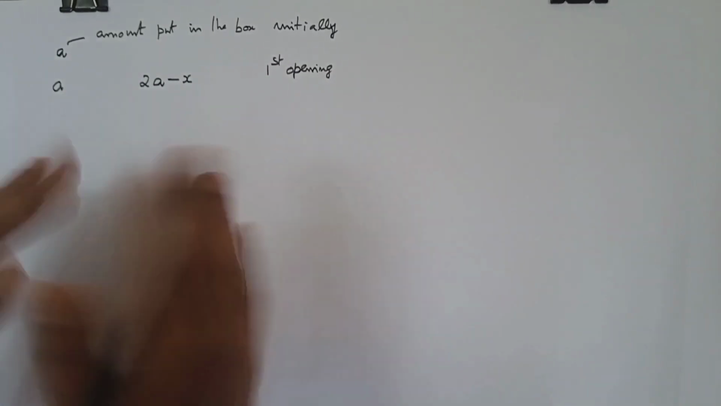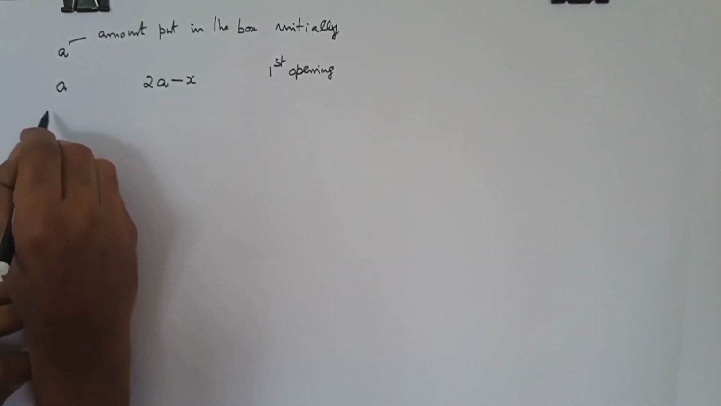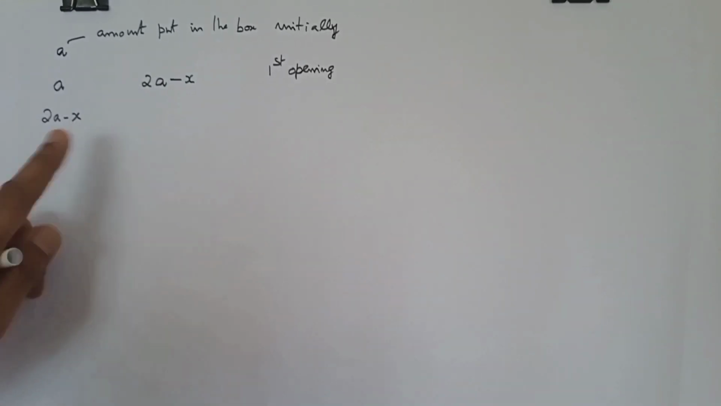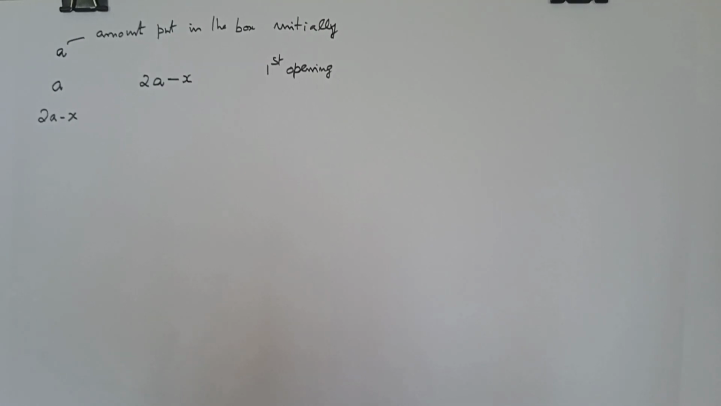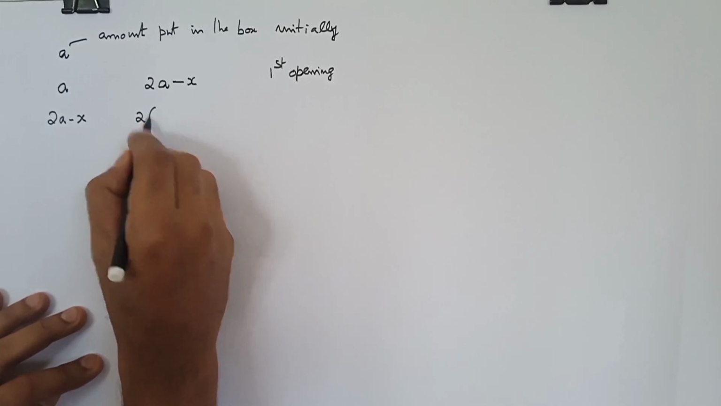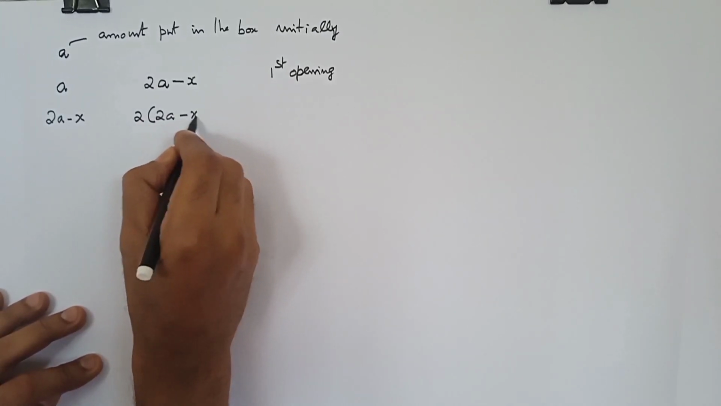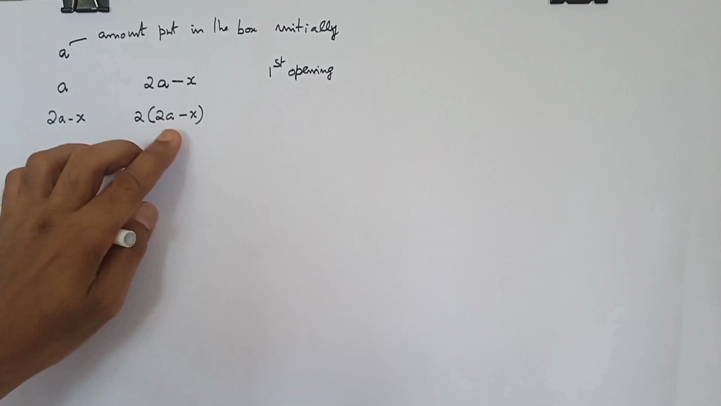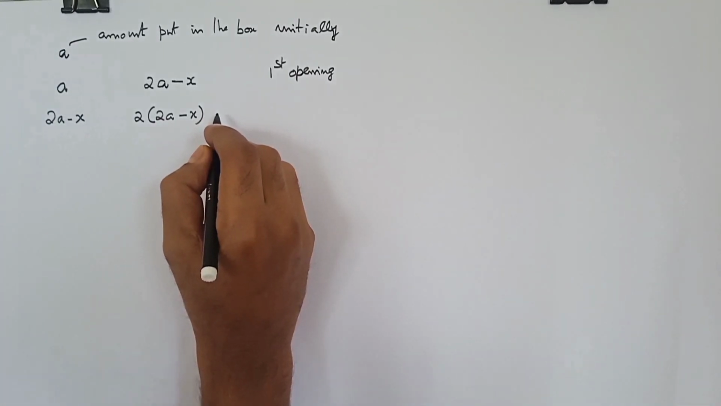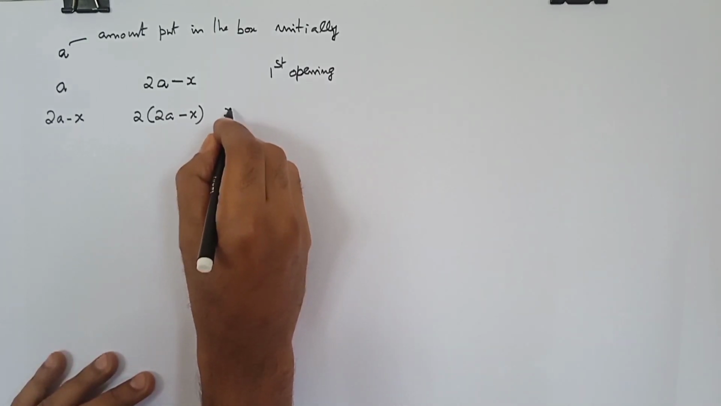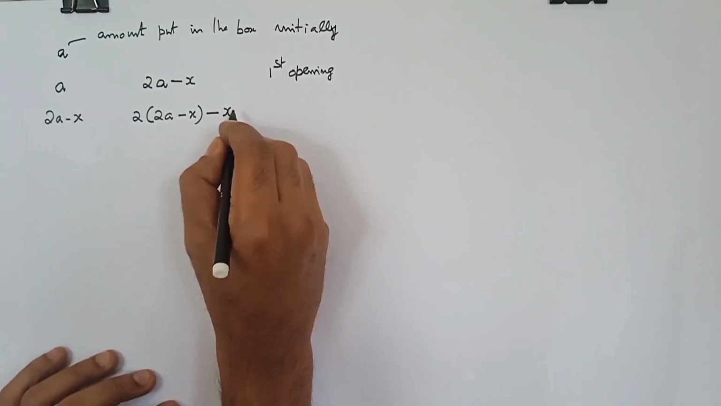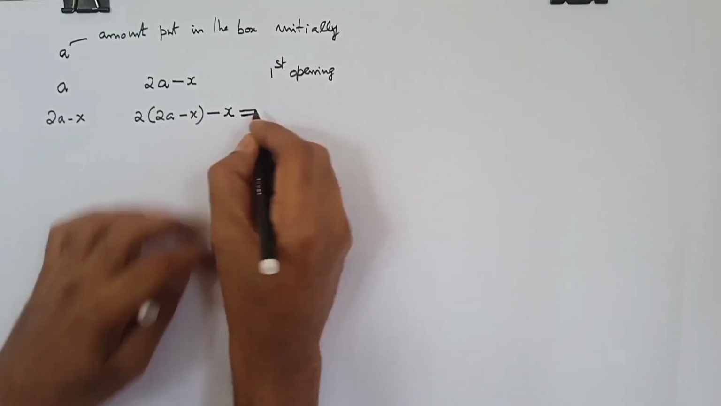Now what does he do? He closes the box again with how much money? 2A minus X, whatever you had here. Again he opens the box and this will get doubled. Doubled means 2 into 2A minus X. And after that what does he do? He takes the same amount. That amount being given to somebody else is a constant which is fixed to be X. And that's taken from here. So you minus that. Then you simplify it further.